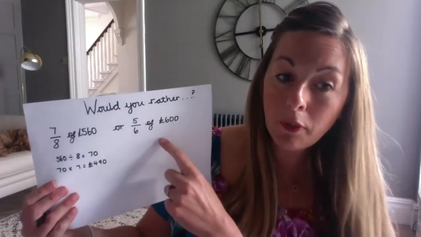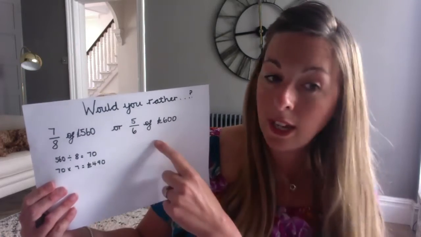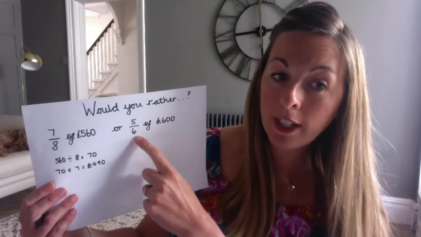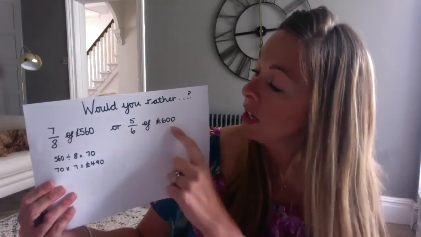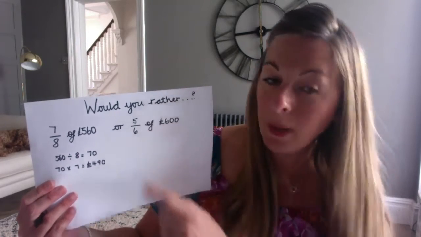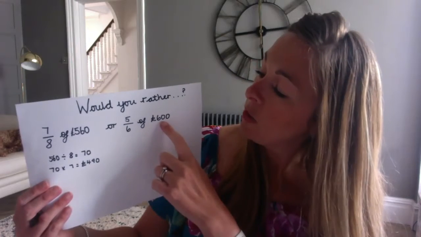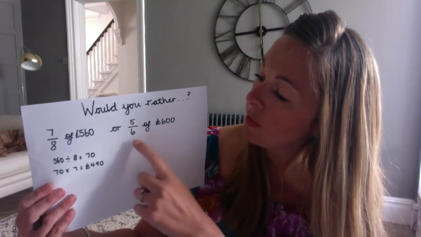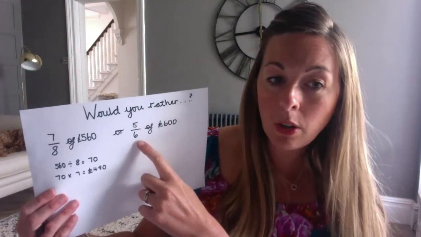Now I'm going to calculate 5/6 of 600 doing exactly the same. So I take this number and I divide it by the bottom. I divide it by the denominator. So 600 divided by 6 is tricky. But I know that 60 divided by 6 is 10. So 600 divided by 6, I need to add a 0, so it must be 100. So that's my first sum. 600 divided by 6 is 100.